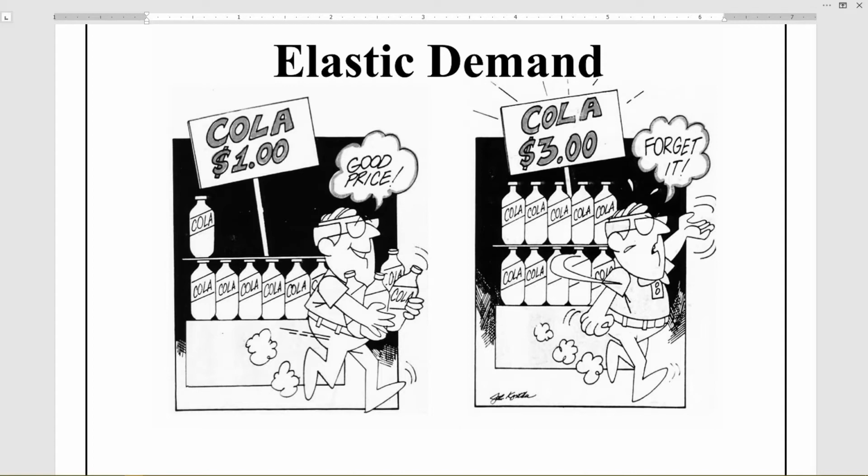In the other image, we can see that the price of the cola has now increased to $3 per bottle. So in that case, the customer thinks, forget it, I don't want to buy it. The reason being it is too expensive for me to buy that cola. In the first image, if the customer is buying 4 bottles, he is spending $4. But in the second image, the price of a single bottle is now $3, and he is not ready to spend $3 on a single bottle of cola. So this is how price elasticity is affecting quantity demanded. So change in price is affecting my quantity demanded, and this is what price elasticity tells us.